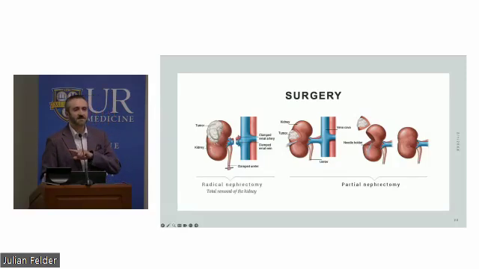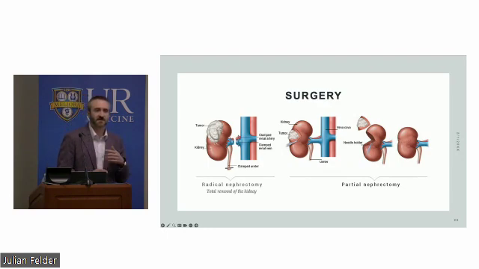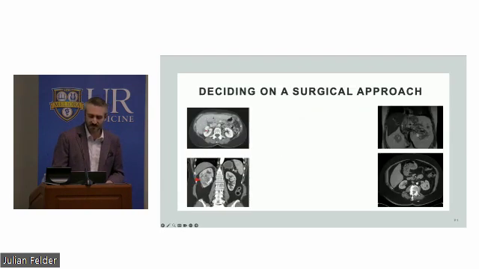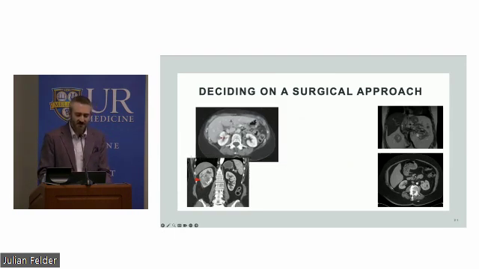And oncologically, it's just as effective of a surgery as removing the whole kidney, as long as we get appropriately negative margins. But sometimes tumors are just too big, or they're in a really bad location, and so we need to remove the entire kidney, and that's called a radical nephrectomy. And this is just to show you a few examples about how this decision can be complicated to make.